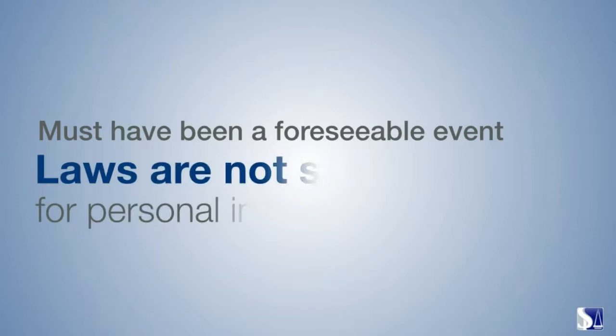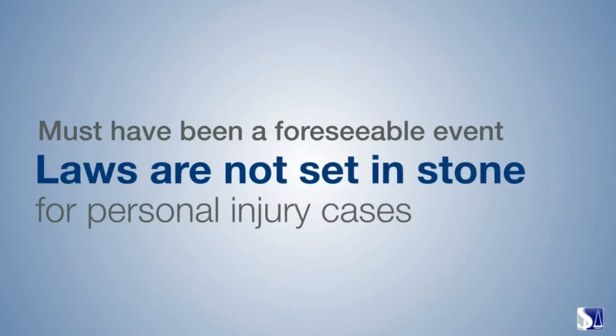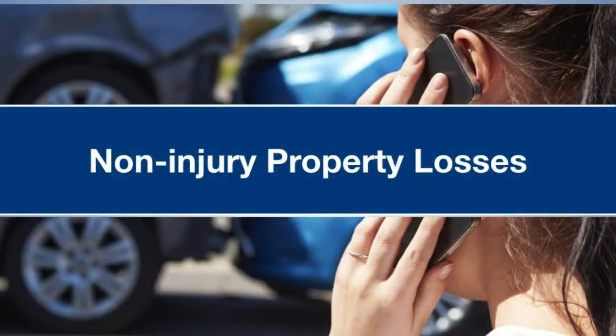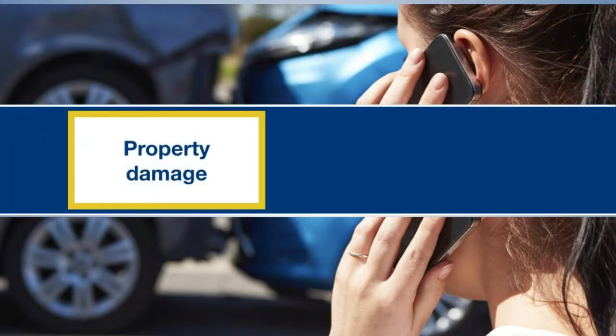Laws are not set in stone for personal injury cases. Each set of circumstances is different, and each court decision is unique to the facts before it. There's a term, non-injury property losses. Proximate cause can also apply to property damage. If Sue shattered her expensive watch when she fell on the icy walkway, she could include the cost of the watch in her suit. Wearing a watch is foreseeable, and but for the mall's failure to clear the icy walkway, her expensive watch would not be destroyed. Therefore, it's likely a court would find the mall liable for both her injuries and the cost of her watch.